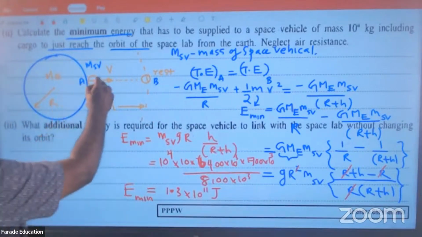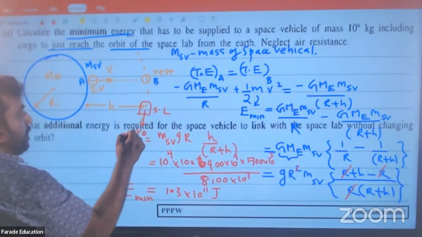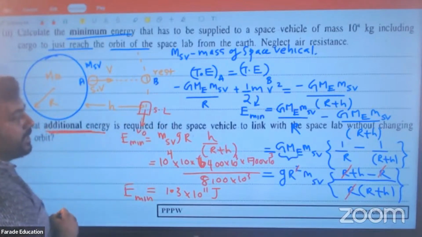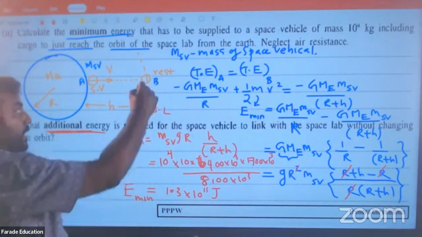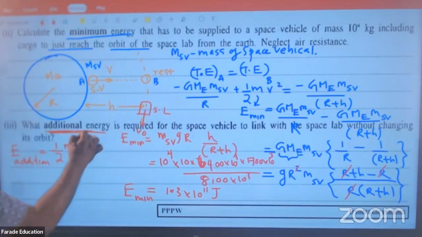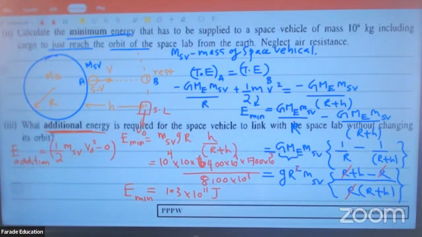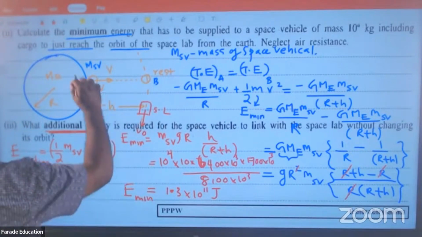So the space vehicle just reaches there. The space lab is here, going with V naught. So you have to link from here to here. What additional energy is required for the space vehicle to link with the space lab? Now from rest, it has to accelerate. Gravitation here is the same. Additional energy is the kinetic energy: mass of the space vehicle times the increase in kinetic energy, V naught squared minus 0. That's the increase, so additional energy. From rest, it has to accelerate to reach this.